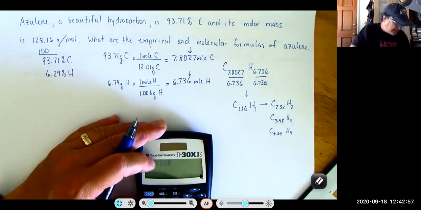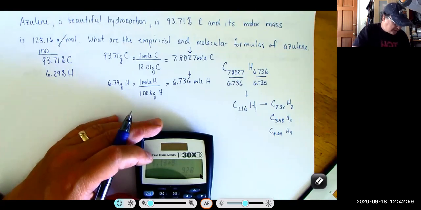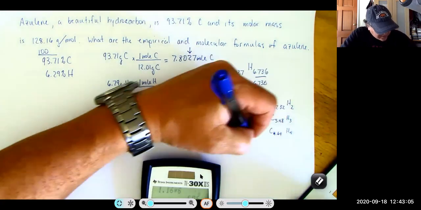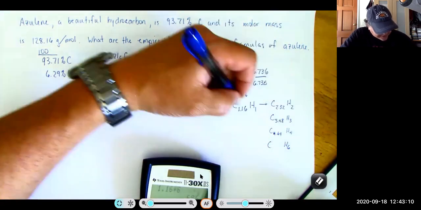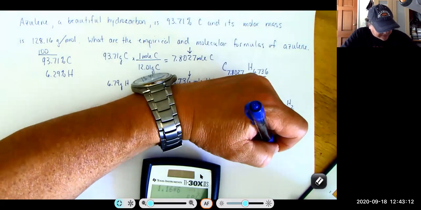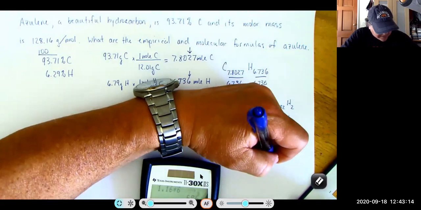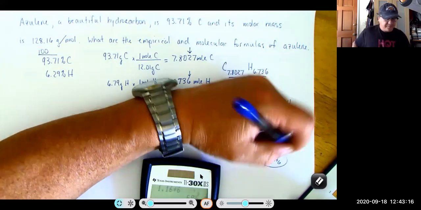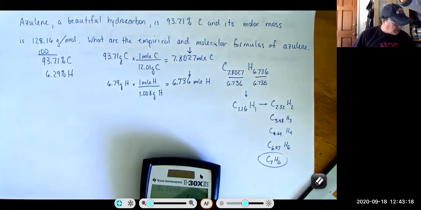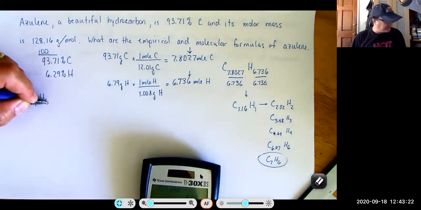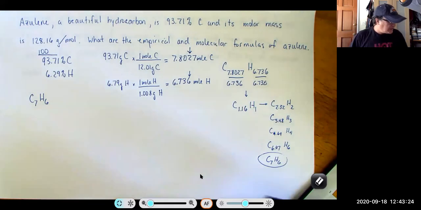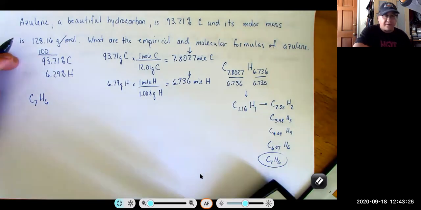1.16 times 6. So if I have hydrogen 6 and carbon 6, I get 6.96. So I think maybe that might be the answer. Okay? So that's the empirical formula, C7H6. Now, how do we get the molecular formula?